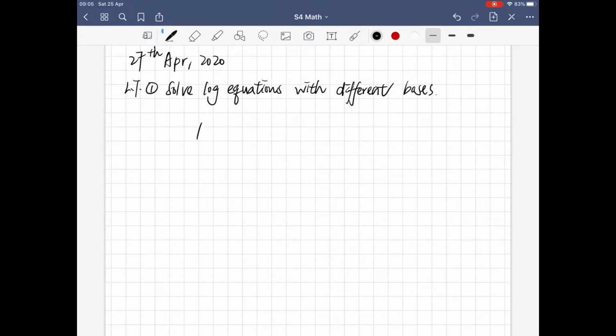That is, if we know that log x with base a equals y, x will be equal to a to the power y.